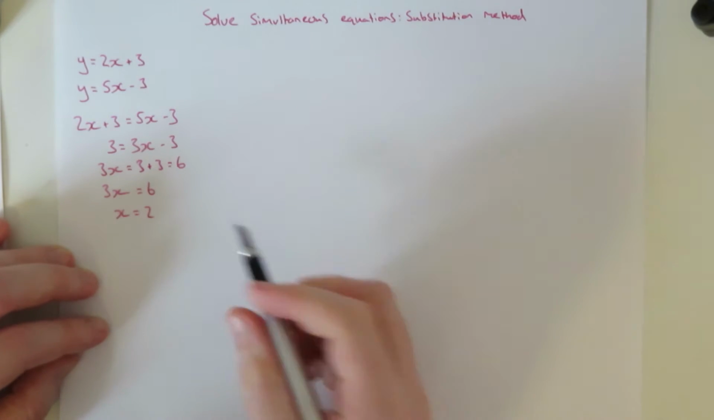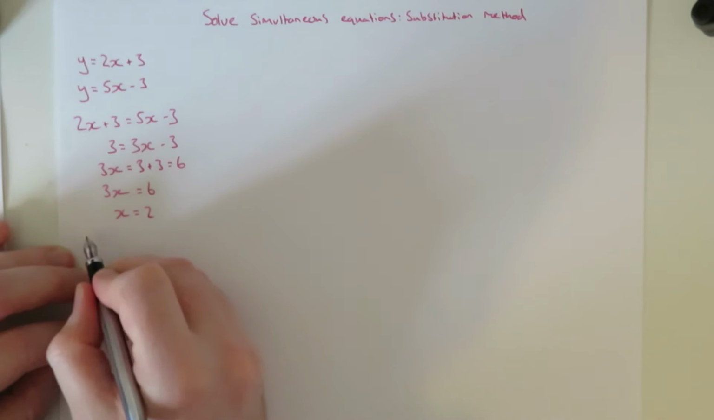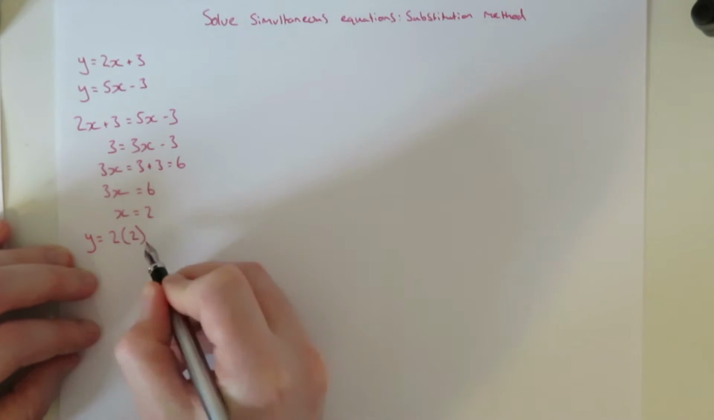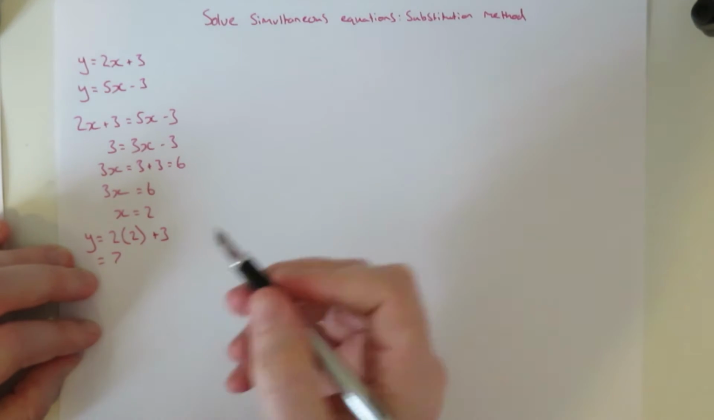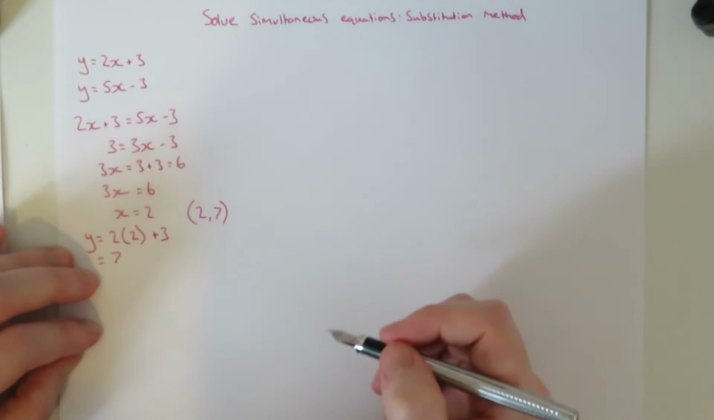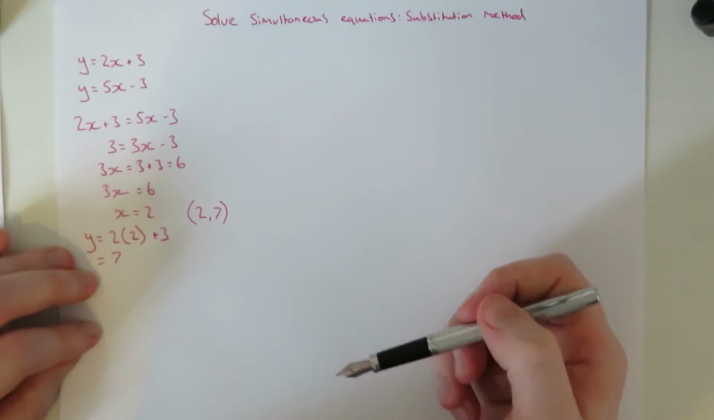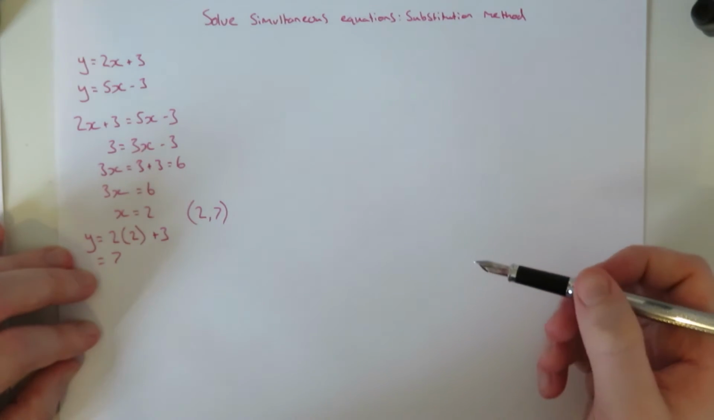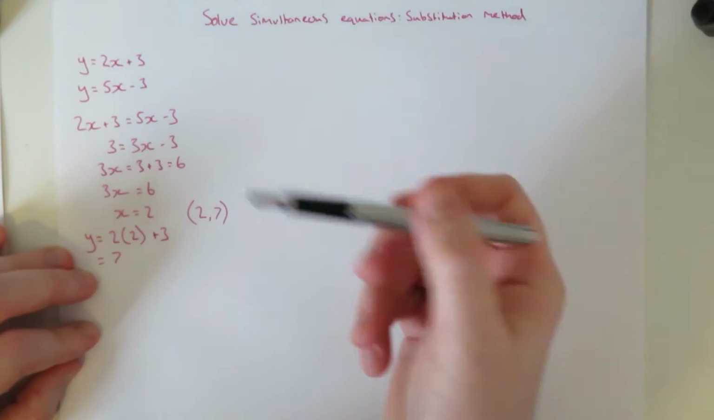which is 2. And then once we have that, we can substitute that into our first equation. y is equal to 2 lots of x, in this case our x is 2, plus 3. 4 plus 3 is 7, so y is 7. So the coordinate where our two lines intersect is 2, 7. In the past I've shown you how you can substitute these values back into here, and if everything works out, then this is almost certainly the correct answer.